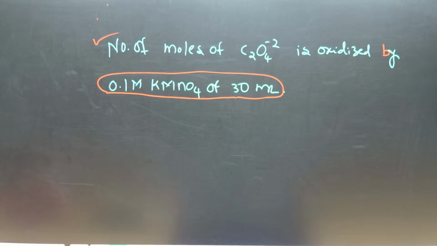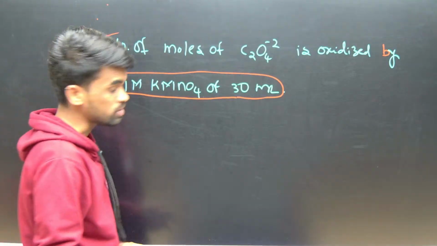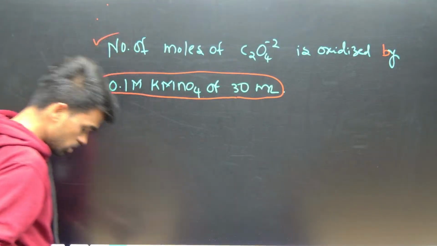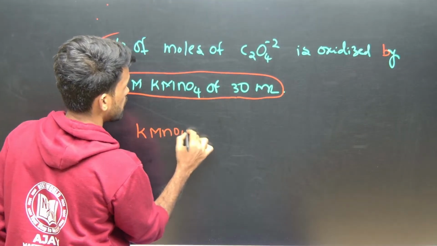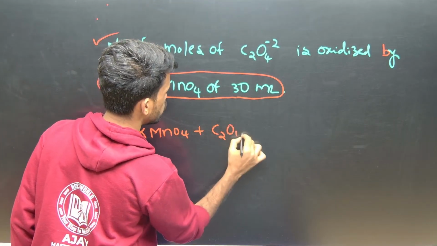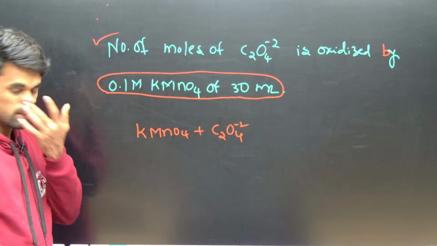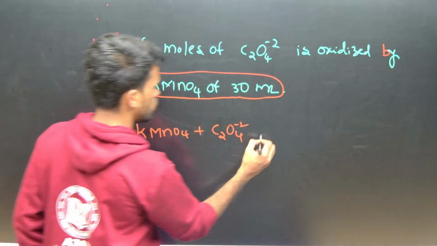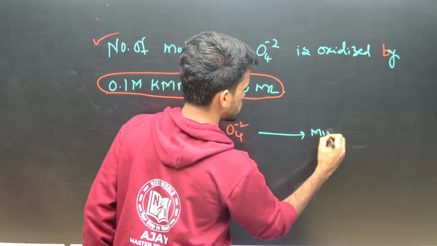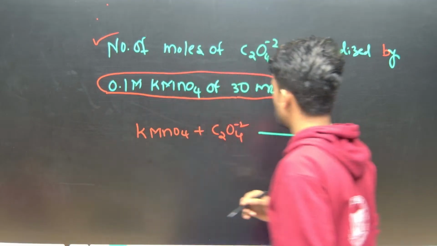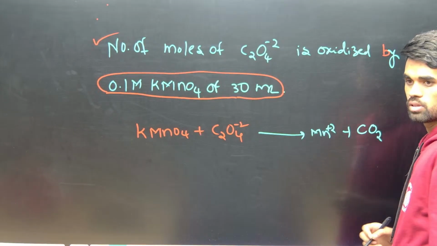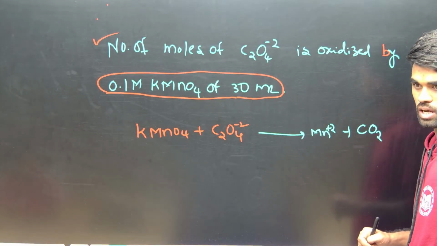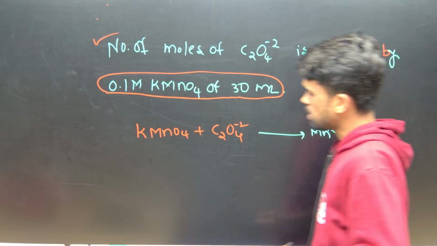Got the answer? Yeah, look at here, very easy. Again, I will give you one more question after this. Listen here. What I have given here is KMnO4 and then oxalate ion C2O4 2 minus. KMnO4 will convert into Mn plus 2, and oxalate ion will be converted into CO2. That is what we did during the redox reaction also. So now what happens here?